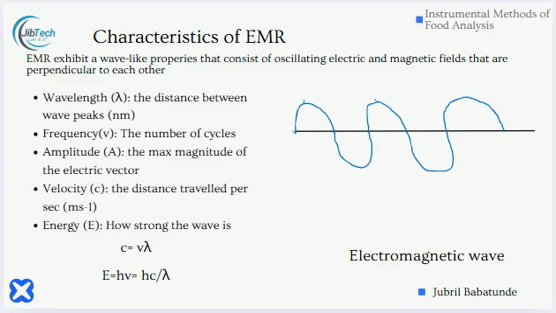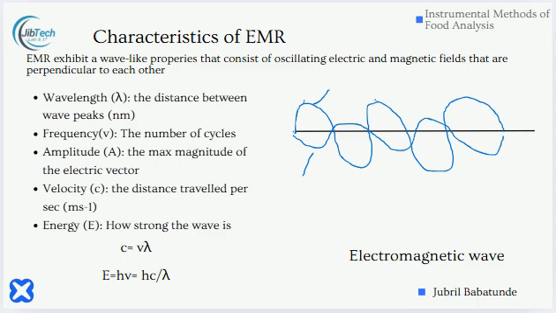You could also have the electric field run this way. You could have something like this. So that's what we mean by oscillating electric and magnetic field. If this is the magnetic field, then this is going to be the electric field. I hope that is clear.